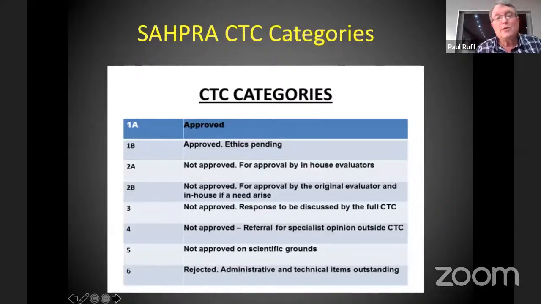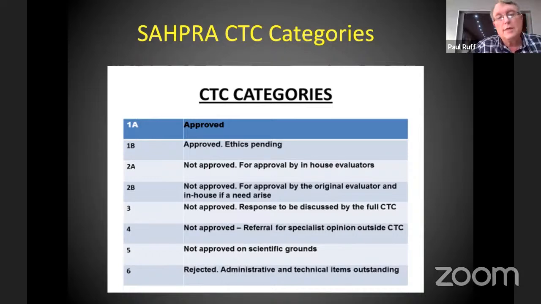And these are the categories that you get from a SAHPRA study. I'll just go through it briefly, because what you see tells you what you have to do. If you get a 1A, it means it's fully approved. A 1B means it's approved, but the Human Research Ethics Committee approval is still pending, which is pretty straightforward. A 2A is not approved, but there are mainly logistic issues that can be sorted out by the in-house evaluators. It doesn't require external specialized review and can be done pretty quickly. That means if there's an insurance document missing, or a CV that's wrong or something like that, this would make it a 2A.